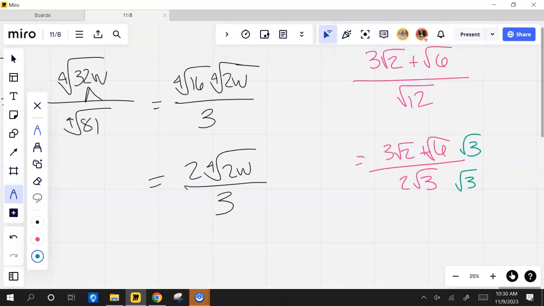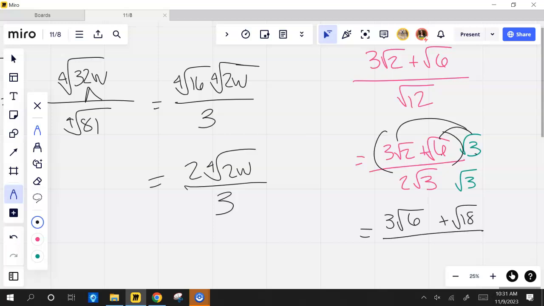Now watch what happens. Up top, I got to distribute, right? Now I've got to remember what we did yesterday and the day before where we were multiplying radicals, right? I've got a 3 outside. And what do I have under the radical? 6, right? And that next one, square root of 18.